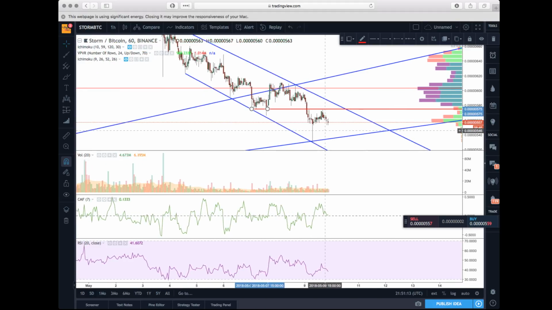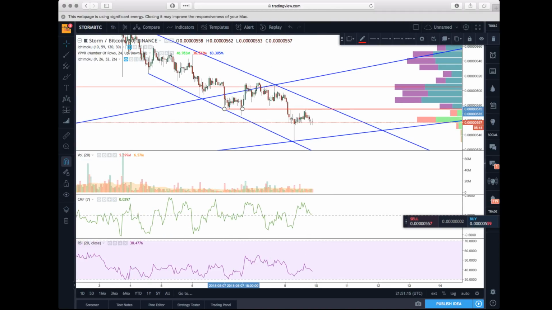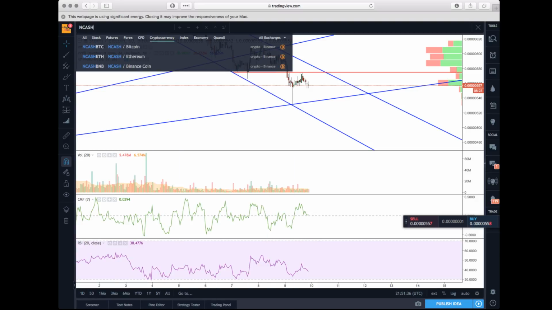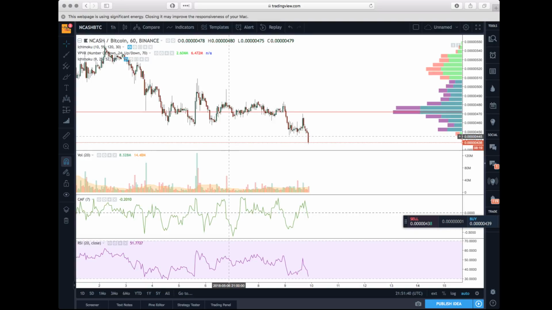All right, so moral of the story, yeah, not seeing a lot that I personally like on Storm at the moment. But like I said, there is a chance that it could hold this level right here. All right, so let's look at something else. Let's look at Encash. I know a few people were talking about this the other day too. Let's see what we got going on here.